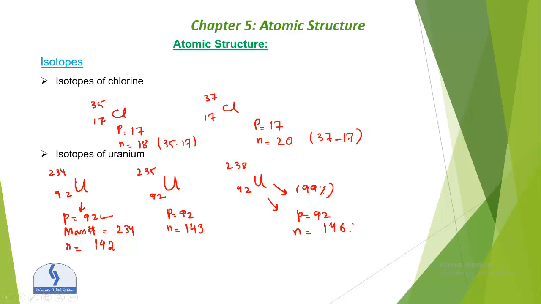So these are the isotopes. We have discussed isotopes of hydrogen, carbon, oxygen, chlorine, and uranium. Do practice yourself.